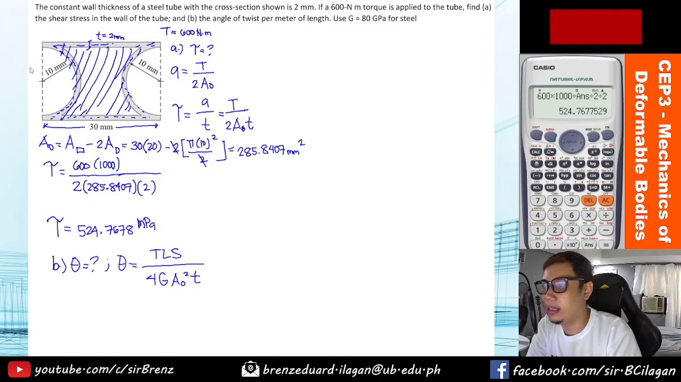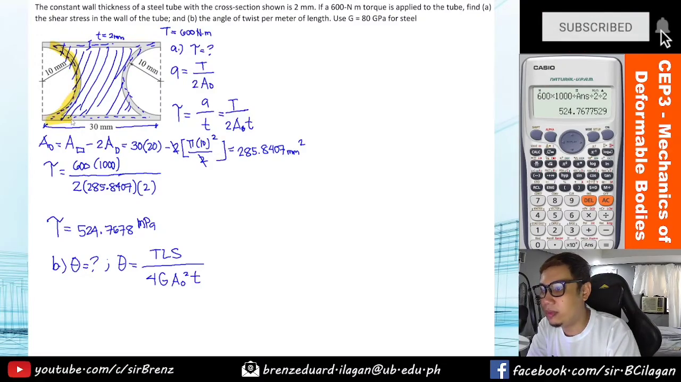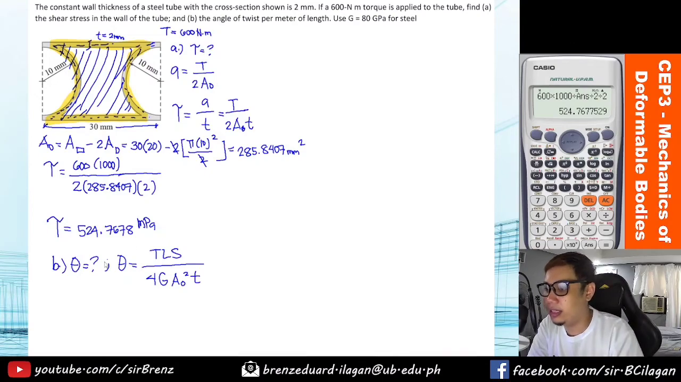So, siguro i-highlight na lang natin para mas makita. Itong naka-dash line, hahanapin natin yung buong haba niyan, or that is, again, the length of the median line. Okay, so to solve for S, siguro solve muna ulit natin yung S bago natin isalpak sa formula.